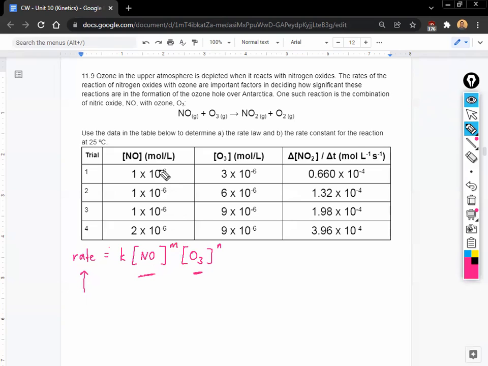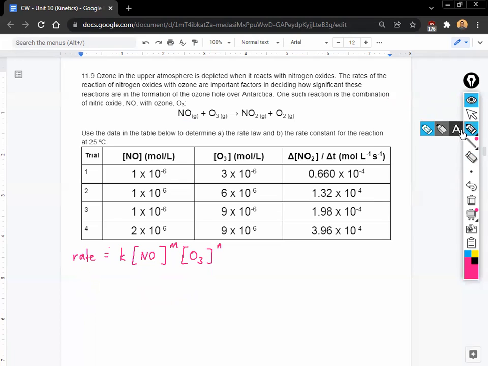And so what we're gonna do is use the data here to figure out, hey, if I change NO, how is that gonna affect the rate? If I change O3, how does that affect the rate? That's what we're trying to figure out. And that will give us the exponent, okay?